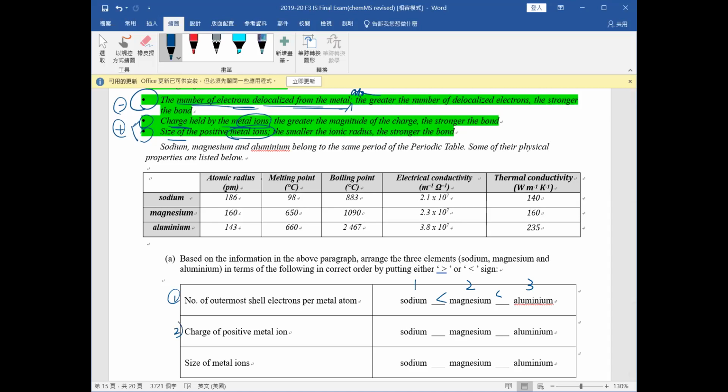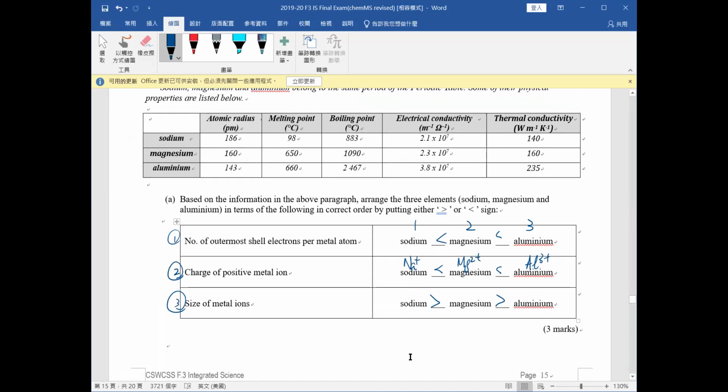Again, charge of positive metal ions. What's the charge? Sodium plus 1, magnesium plus 2, aluminium plus 3. Oh my goodness. Number 3, size of metal ions. Very tricky. Yes, it is opposite. Why is it opposite? Atomic radius is smaller. Atomic radius is smaller based on this, right?